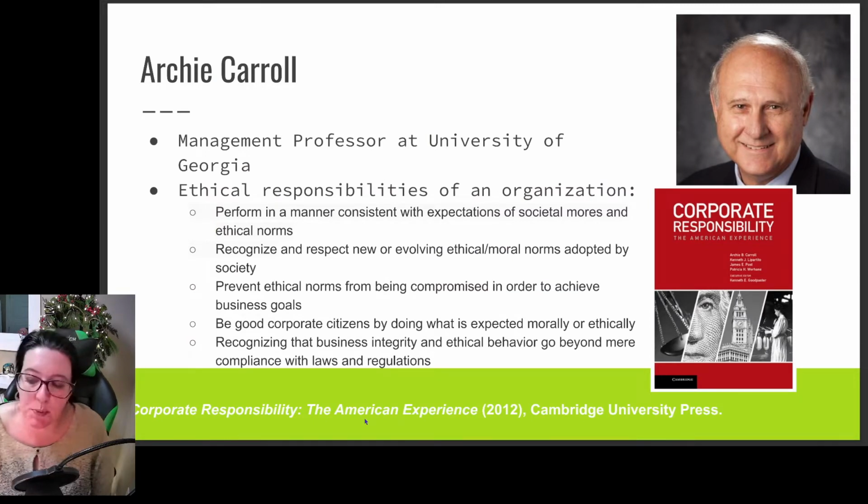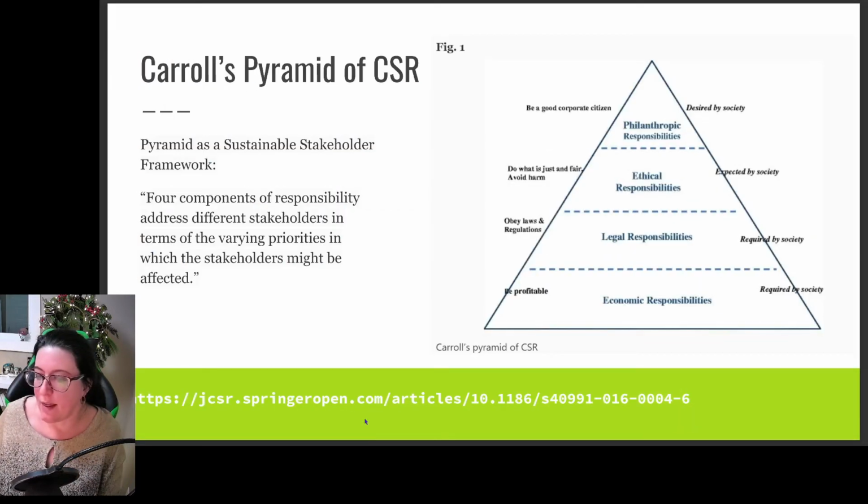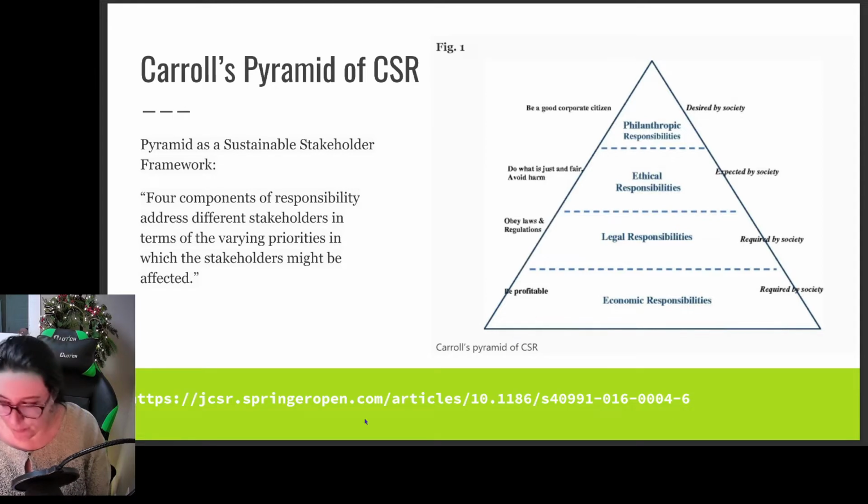But a management professor at the University of Georgia named Archie Carroll is the creator of Carroll's pyramid of CSR. So there's a corporate social responsibility pyramid that comes from Carroll. And what you can see at the bottom of the pyramid in terms of economic responsibility and legal responsibility. So these are the social obligations that we were just talking about.